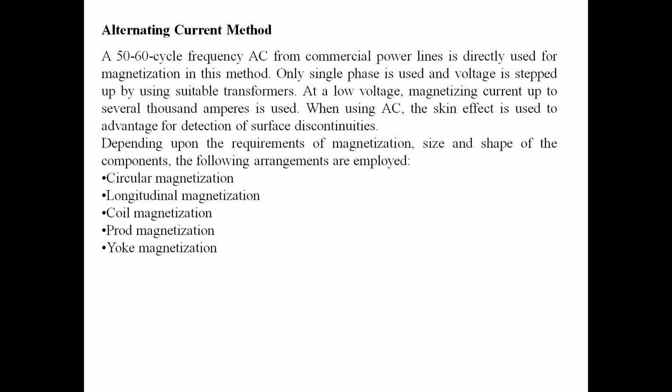When using AC, there is a property of AC current called the skin effect, which is an advantage for detection of surface discontinuities. In the AC method, we can arrange the current in the following manner. Circular magnetization is possible by using AC current. Longitudinal magnetization is possible. Coil magnetization is possible. Probe magnetization is possible, and yoke magnetization is possible. All these magnetization types are possible by using alternating current.